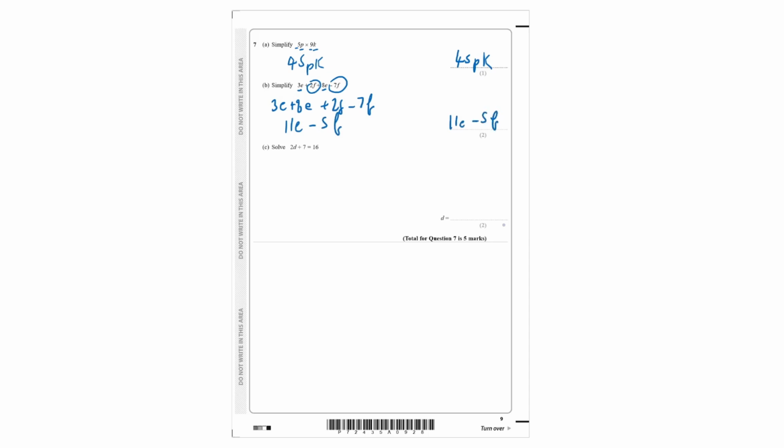Solve 2d plus 7 is equal to 16. We can bring 7 to the other side to isolate d, so we have 2d is equal to 16 minus 7, and then we can divide by 2 to isolate d. So we have 16 minus 7, which is 9, and we divide it by 2, so we have d is equal to 4.5.